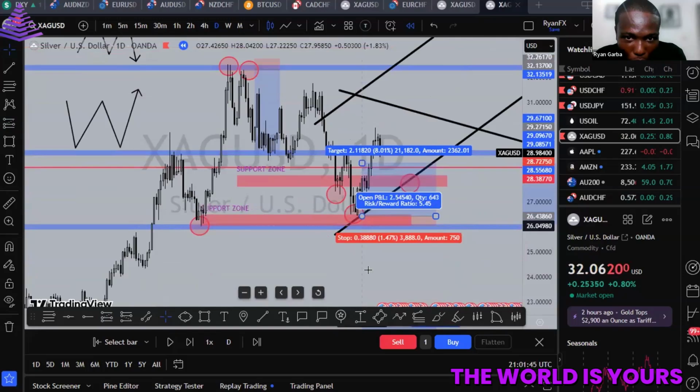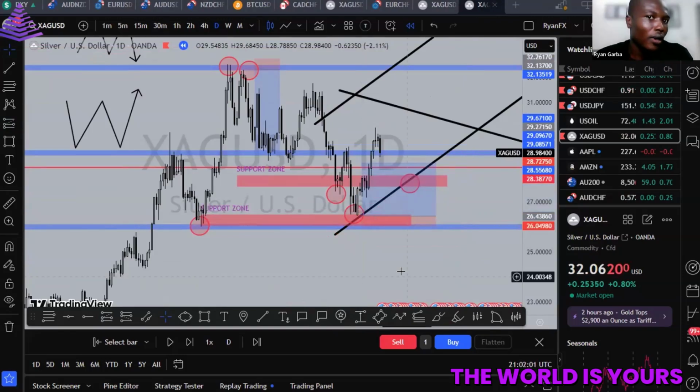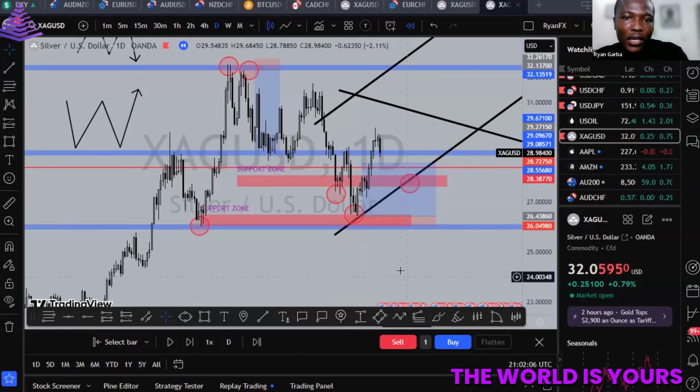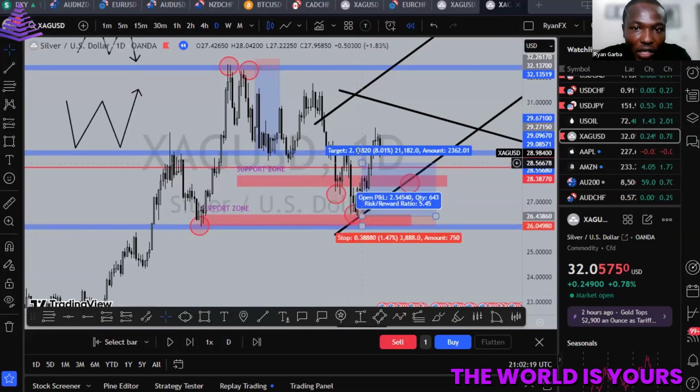Most of the time, you look for the previous low or previous high. Hello? Internet unstable, but I hope you can hear me. So you set your stop losses at the previous high or low. Previous low is here. We set our stop loss here, take profit here.